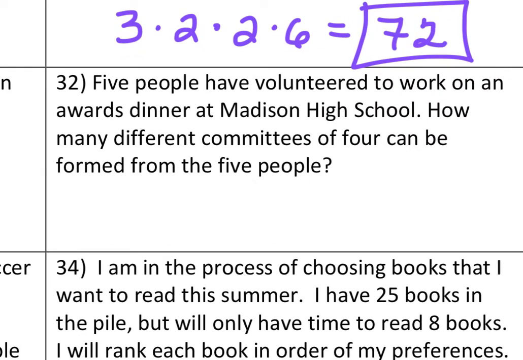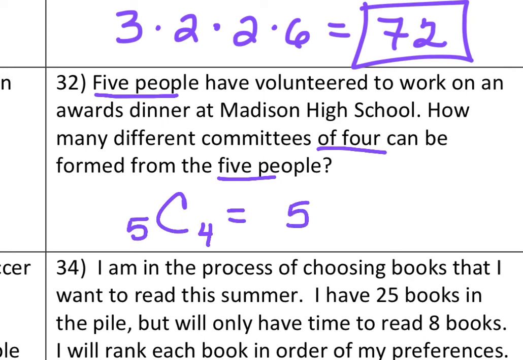And again, in number 32, you've got 5 people, and you're looking for committees of 4, but it doesn't give each one of the 4 people a task. It just asks for committees of 4 from the 5 people. And so you've got 5, and you're going to choose a committee of 4, and there's 5 ways you can do that.